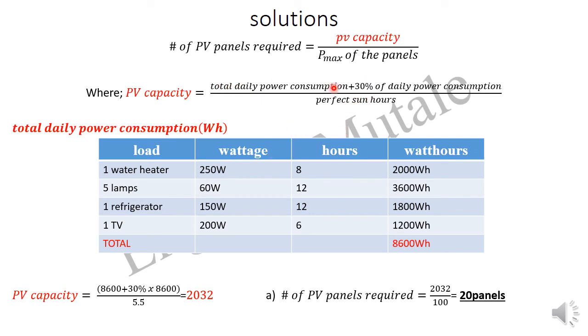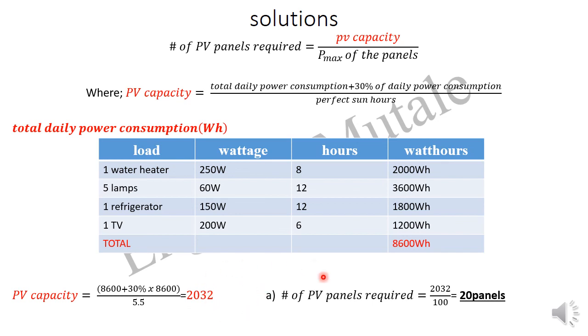Our total daily power consumption is this, which is 8,600. It's the one we are having there, and then we are adding 30% of that to compensate for the losses, which is 30% of 8,600. Whatever you have there, you divide by the peak sun hours according to the solar resource map for Lusaka, which is approximately 5.5. So that figure divided by 5.5, you are going to have 2032.